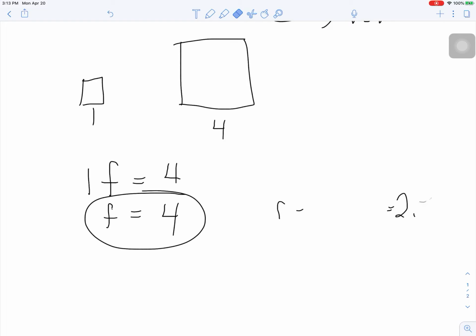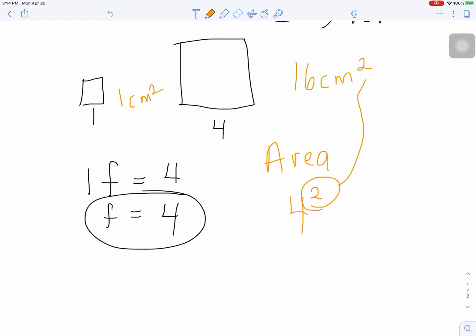But I'm going to erase this all off because we're going to go for how scale factor changes for area. Because if I scale something by a scale factor of 4, what does that do to the area of that object? We know that for the first object, this area is 1, let's just use centimeters squared. And this is actually going to be 16 centimeters squared. So you can see that even though the scale factor in terms of the sides is 4, the area is actually 16. Now there is a correlation there because your area is your scale factor squared.